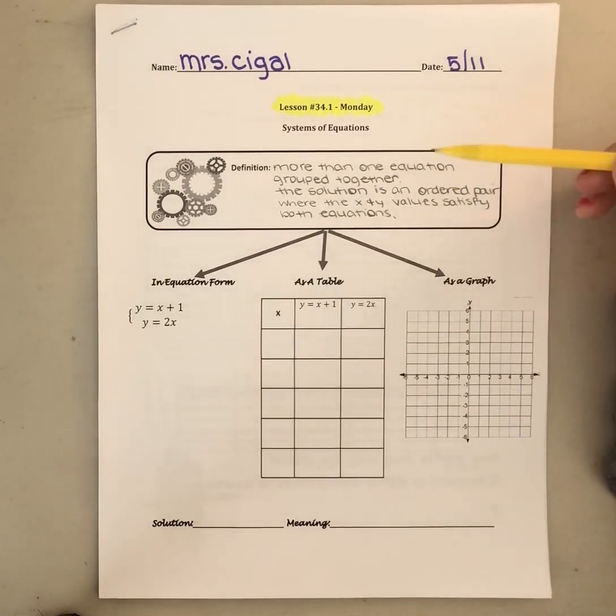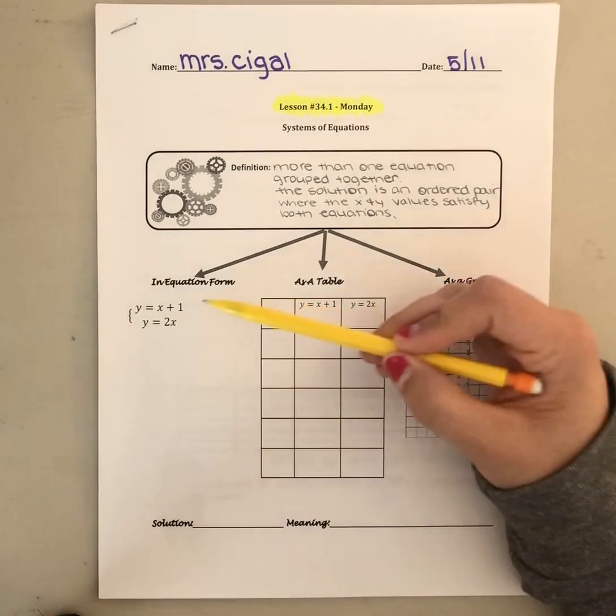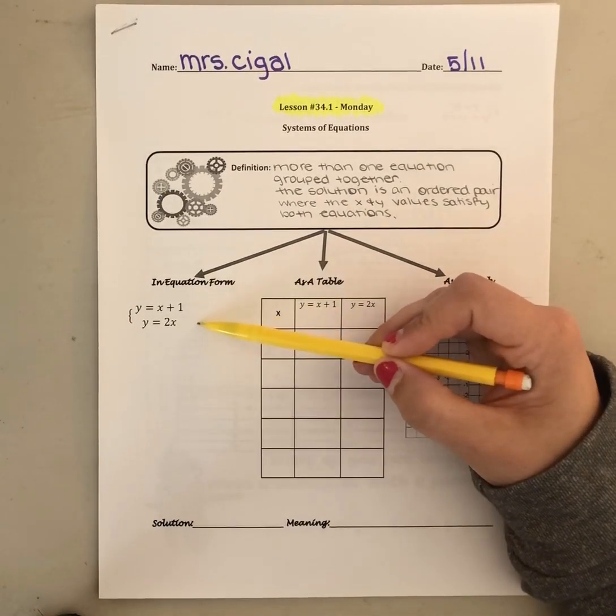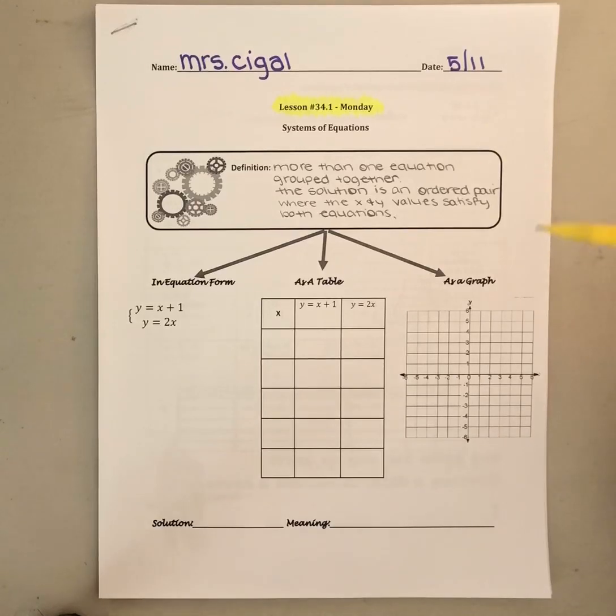Okay, so the definition. This means we have more than one equation grouped together. The solution to the system is an ordered pair where the x and y values satisfy both equations. The reason that happens is because each one of these is really just the equation of a line. So when they're equal, it just means they're crossing. So we're looking at a location where these lines are actually crossing.